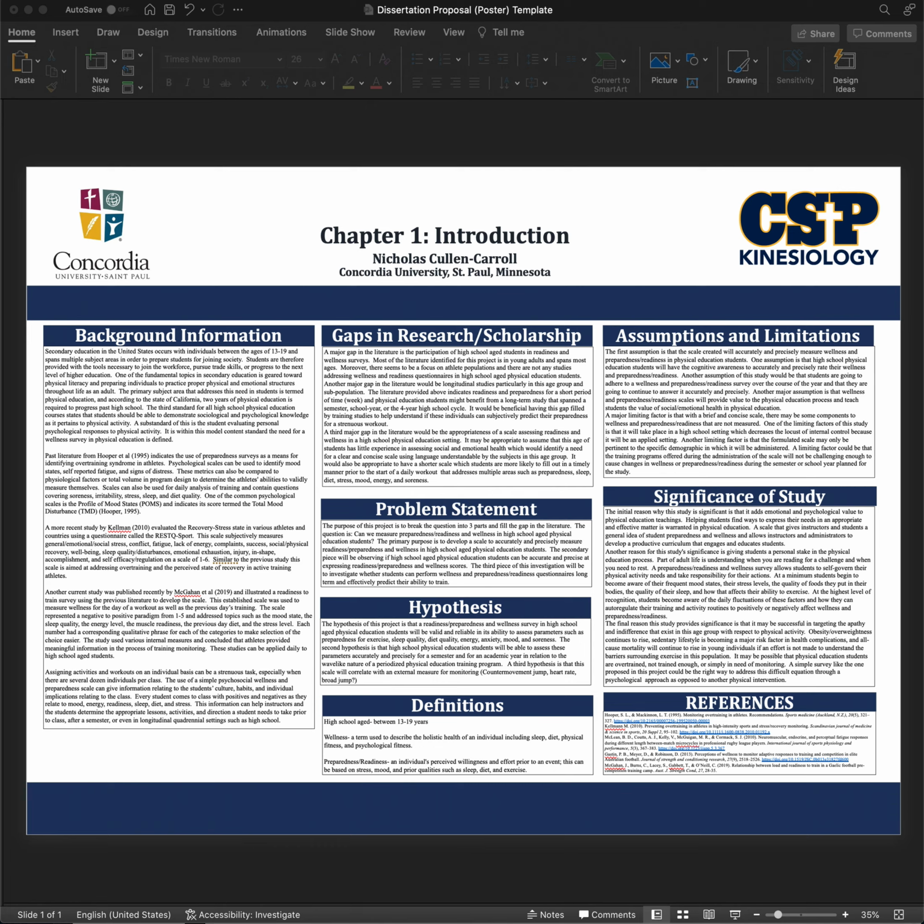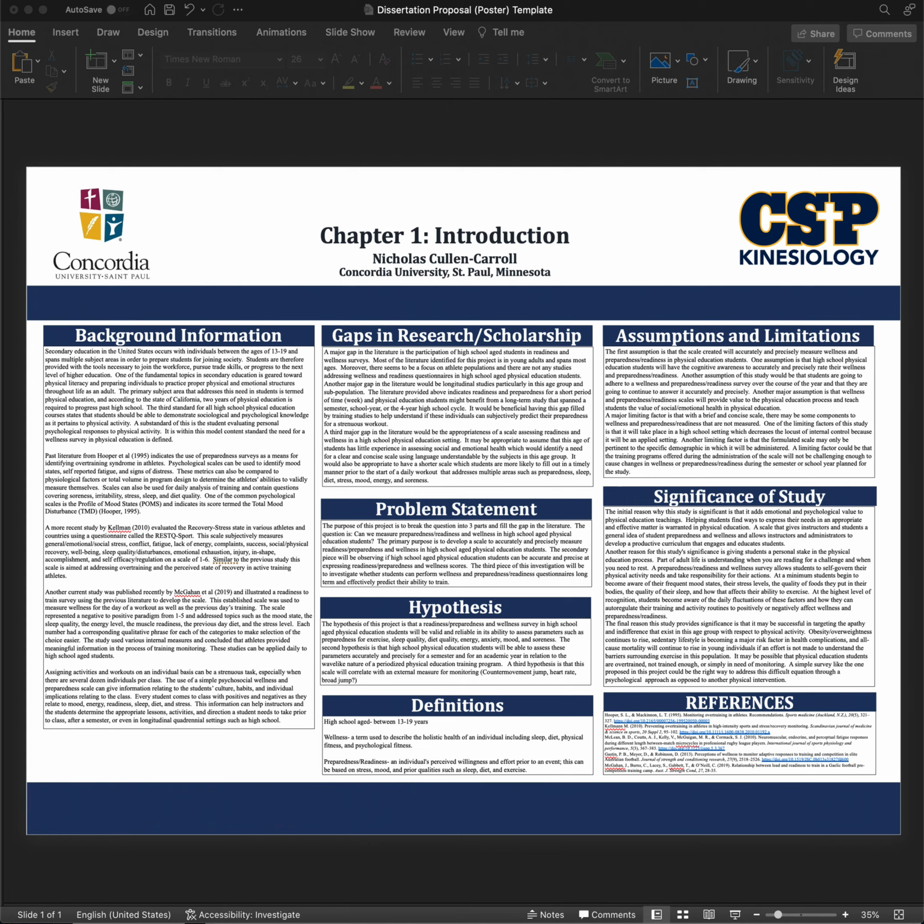Let's look at a little bit more recent study from 2010. Kelman wrote a paper looking at a similar scale. Again, he was utilizing elite athletes, a lot of aerobic-based athletes in this evaluation of literature. And there was a different scale used called the REST-Q Sport.